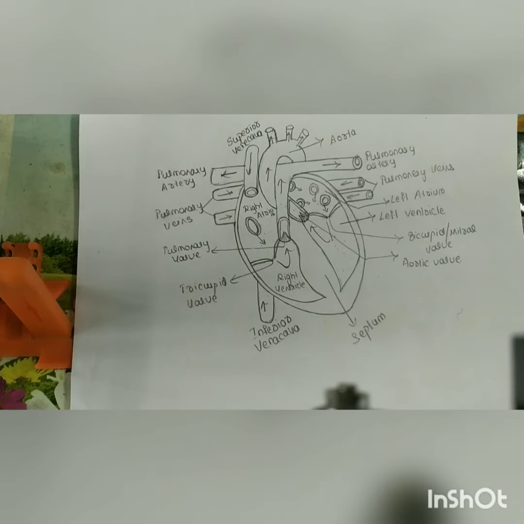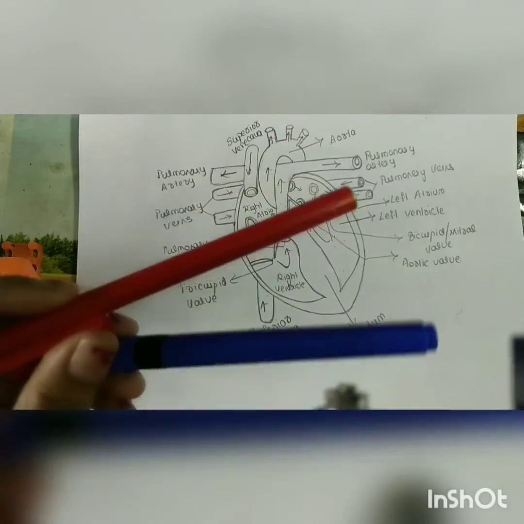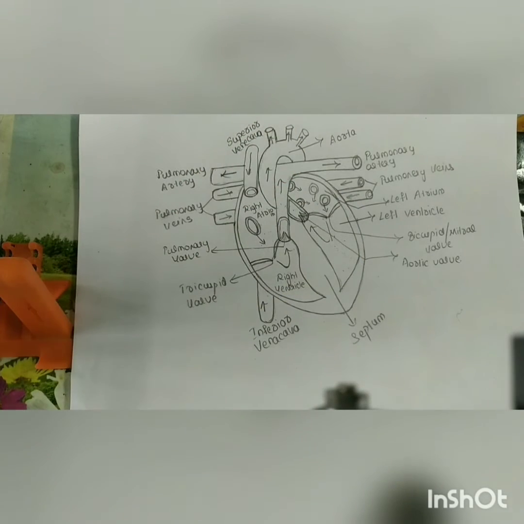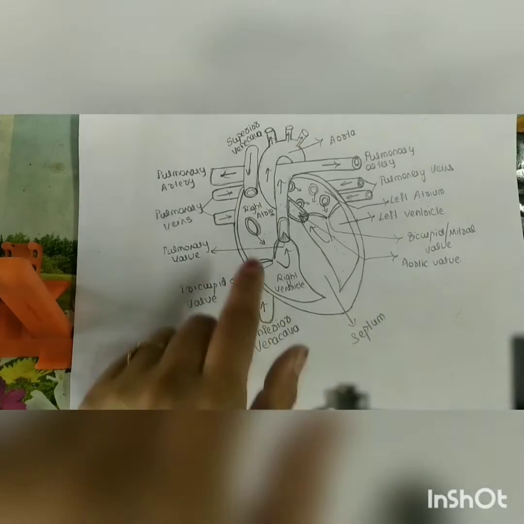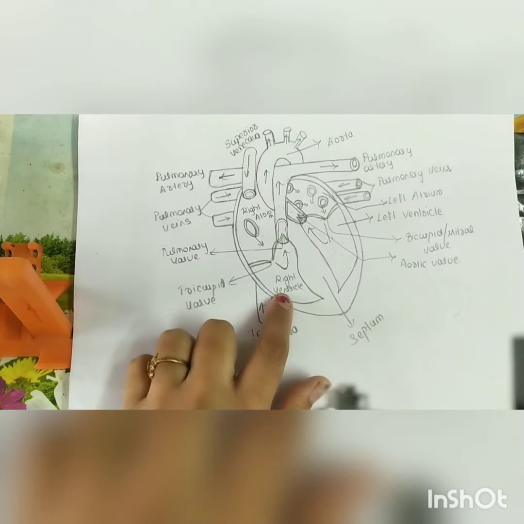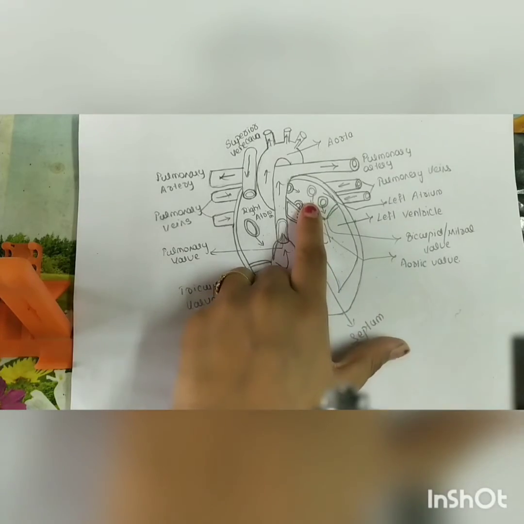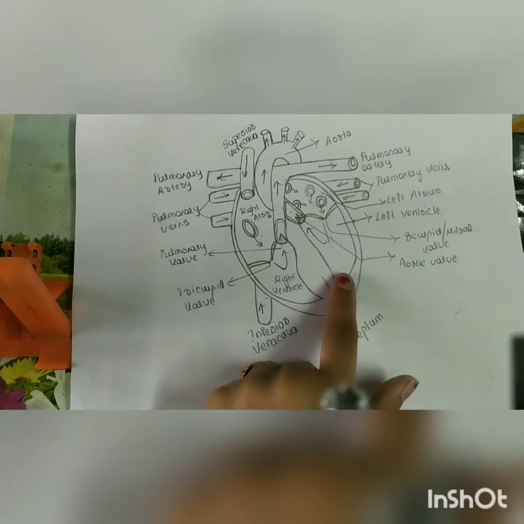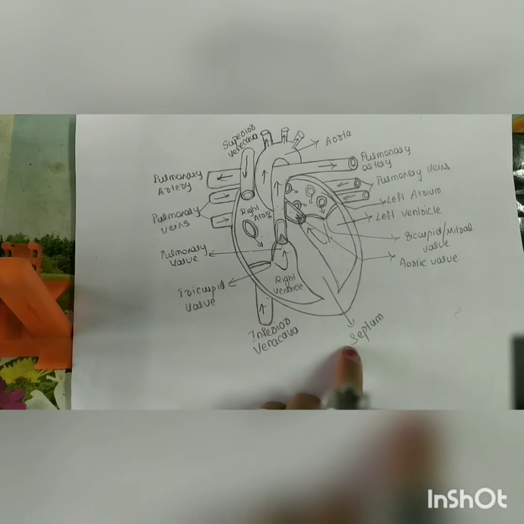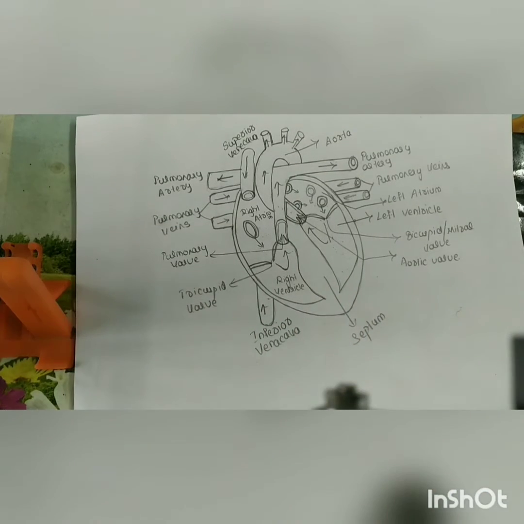Understand the functioning of the heart by looking at this diagram. See here, I'm using two colors to mark it, red and blue. You will need it. So to begin with, the heart is basically divided into four chambers: the right atrium or auricle, right ventricle, then left atrium, and then the left ventricle. These right side and the left side are divided by this septum.